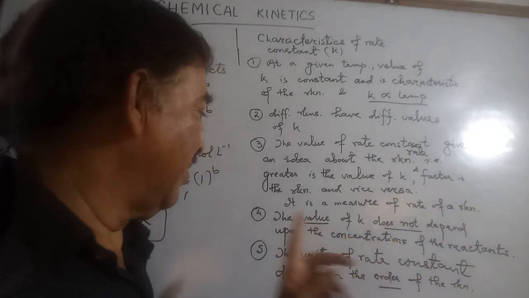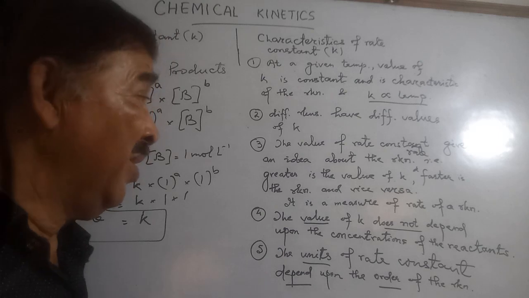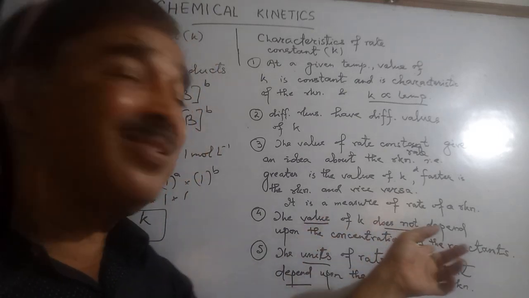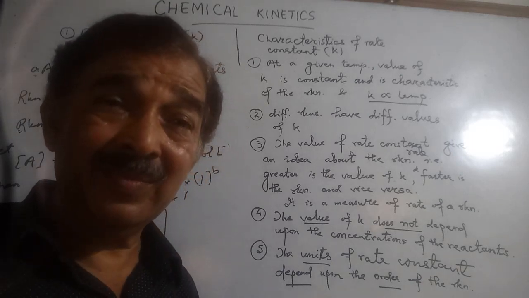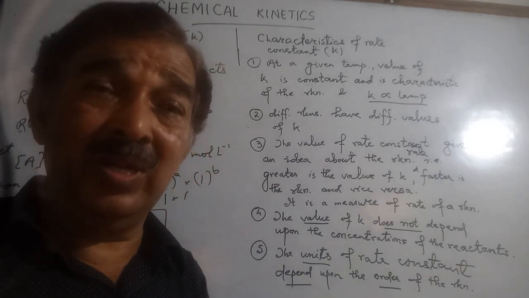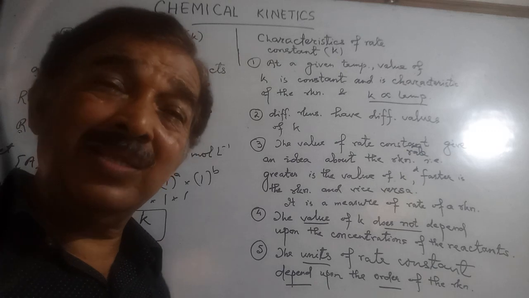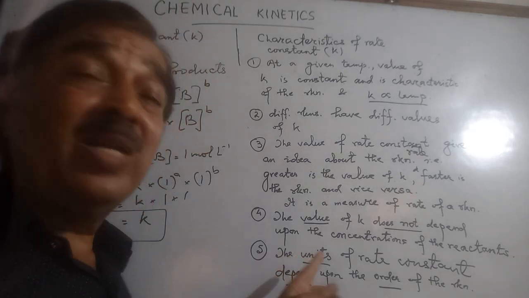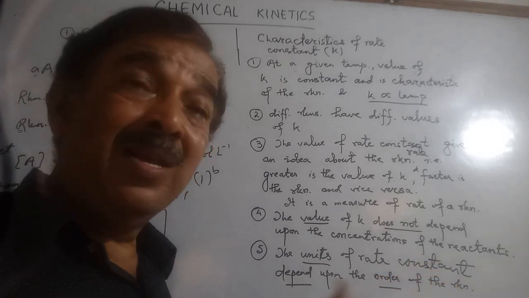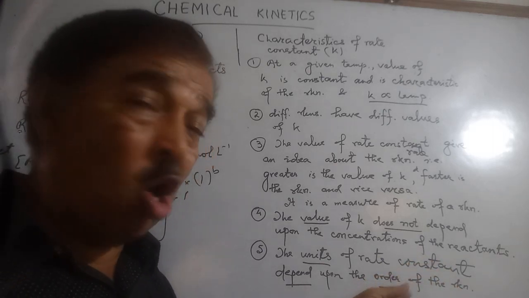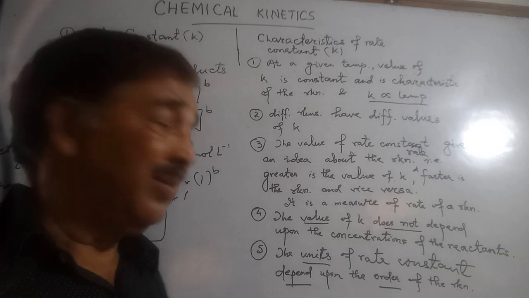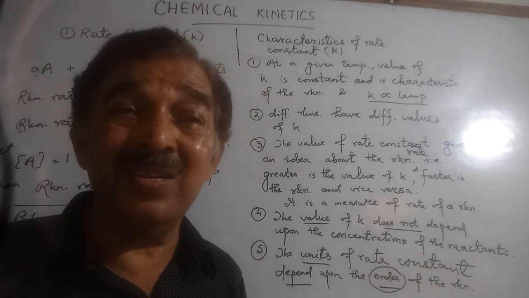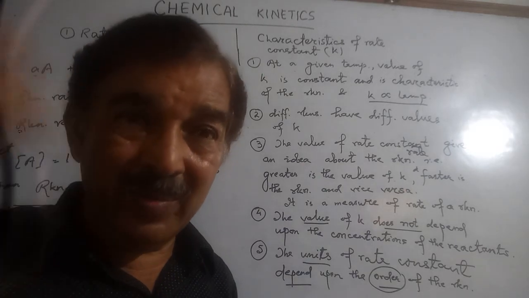The fourth one is, the value of K does not depend upon the concentrations of the reactants. It is independent of the concentrations of the reactants. And the fifth one is, the units of rate constant depend upon the order of the reaction. This order of the reaction we will be studying in the coming class.